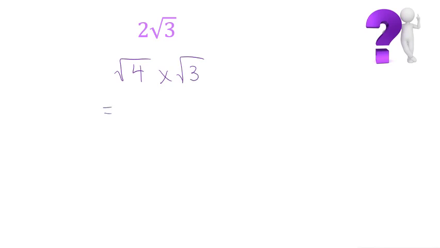And then my last step, I can just combine these using my first rule from the previous lesson. So 4 times 3, which equals the square root of 12. So there's that number expressed as an entire surd.